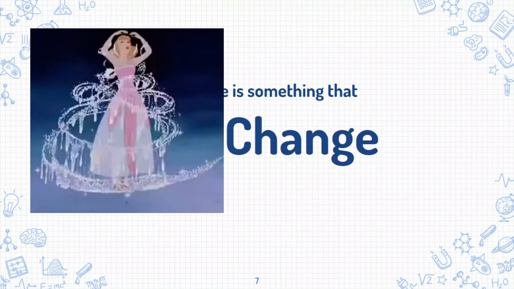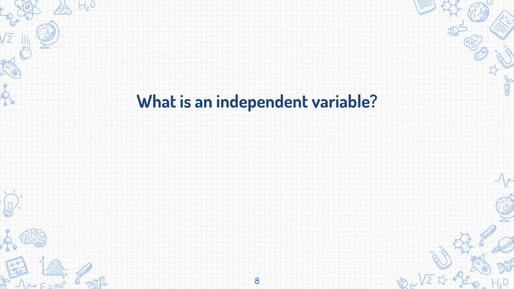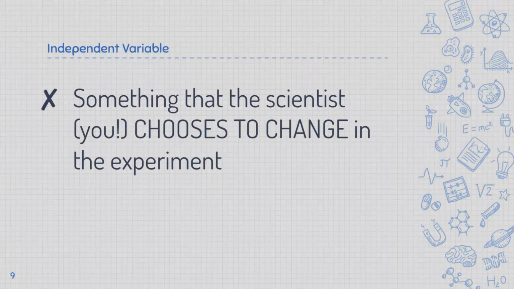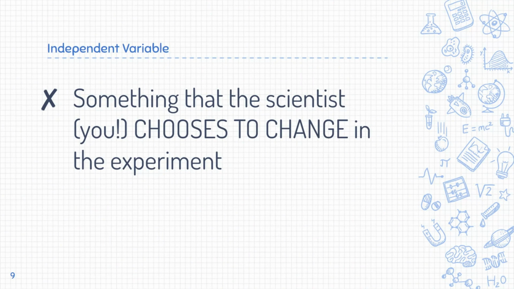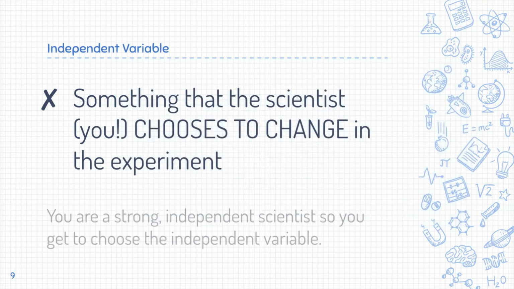A variable is something that can change. An independent variable is something that the scientist, you, chooses to change in the experiment. Gengar? This time, I choose you! You are a strong, independent scientist, so you get to choose the independent variable.